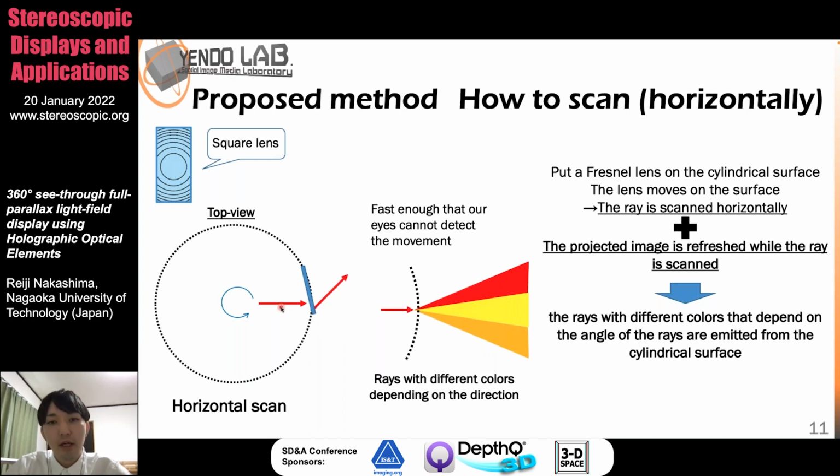And while the ray is scanned horizontally, the projection image is refreshed fast enough that our eyes cannot detect it. Then we perceive the rays with different colors depending on the horizontal angle of rays at the same time, like this figure. Therefore, horizontal parallax is realized.